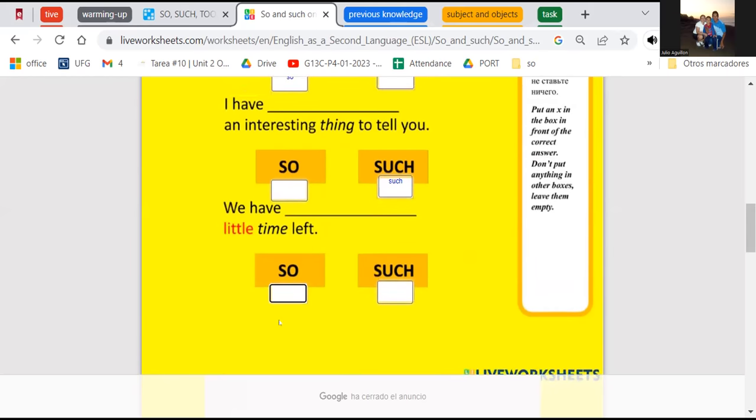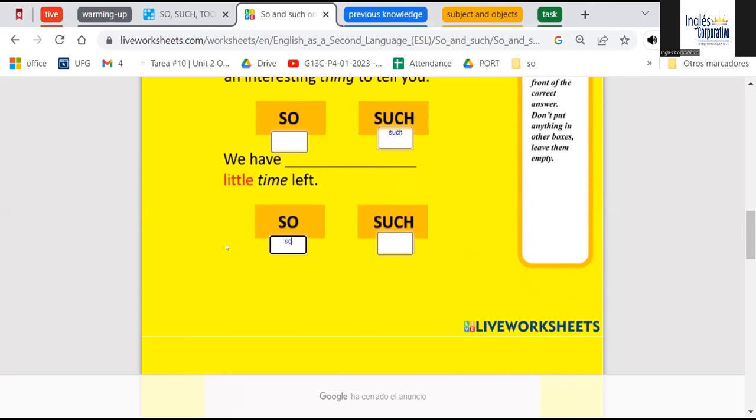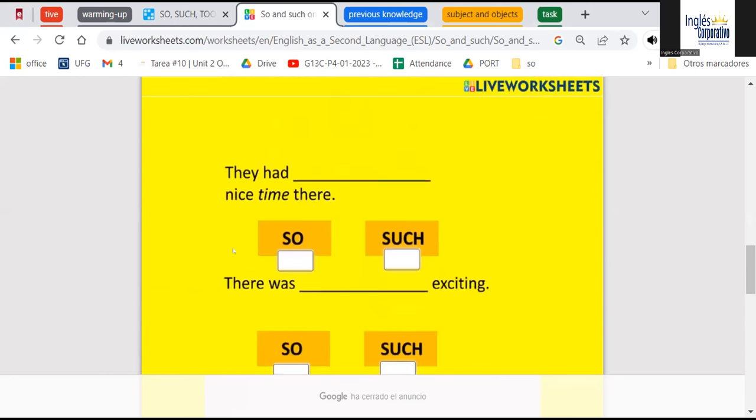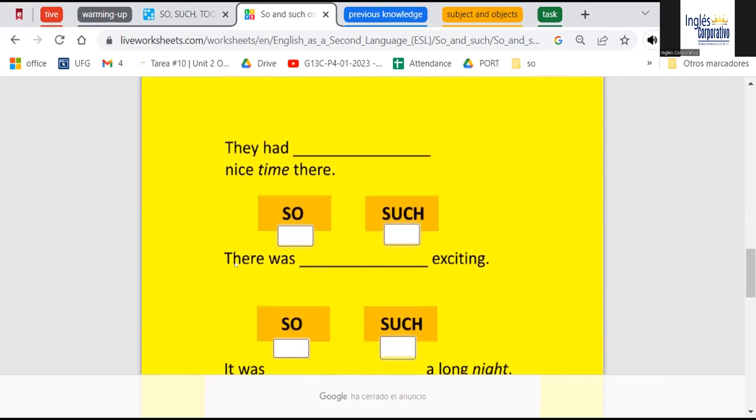We have so little time left. Okay, we have so little time left. I told you that you can also use any other quantifier, like little, a lot, a few. Okay, we have so little time left. Nos queda poco tiempo. Okay, the next one. Anybody?